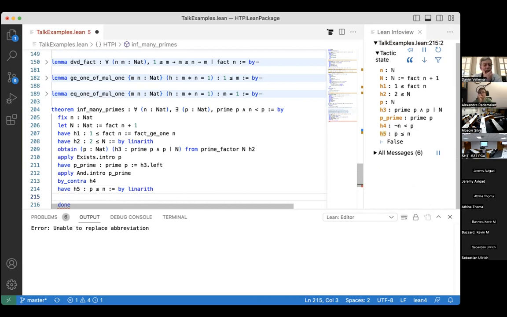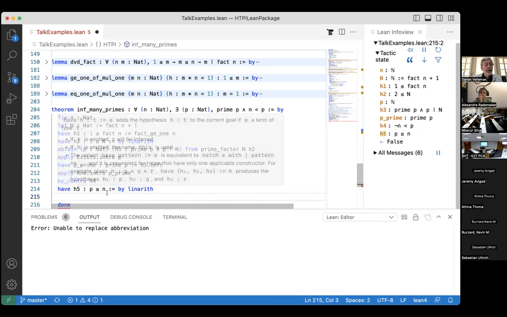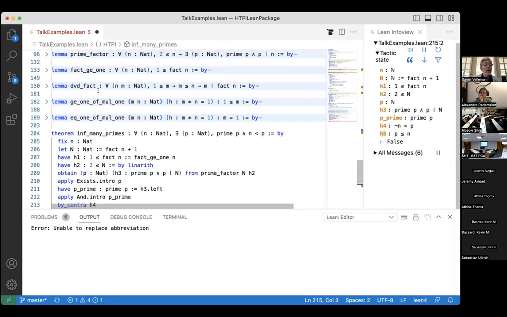So how is that going to help me? Well, it's because of N factorial. If P is less than or equal to N, then P must be a factor of N factorial. That's another one of my lemmas up here, divide factorial. It says if 1 is less than or equal to M and M is less than or equal to N, then M divides N factorial.